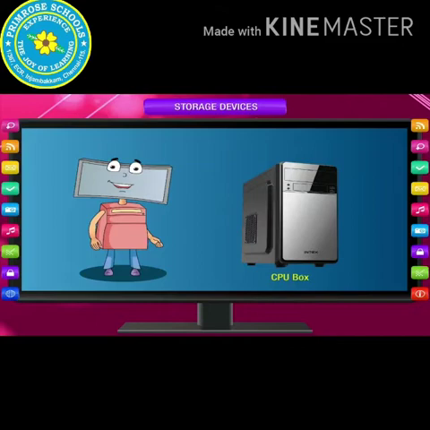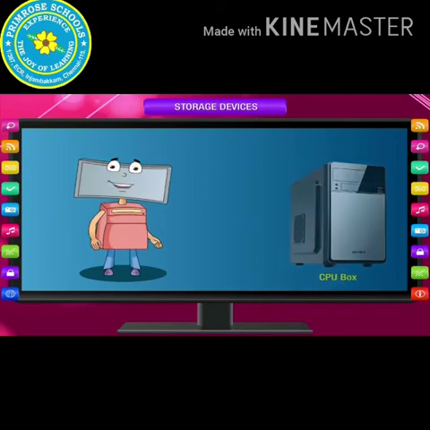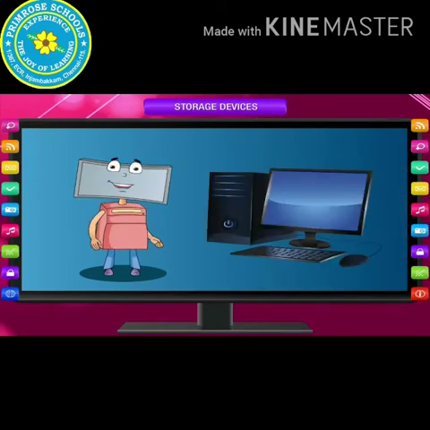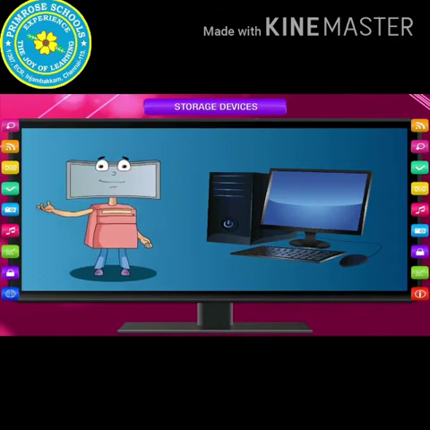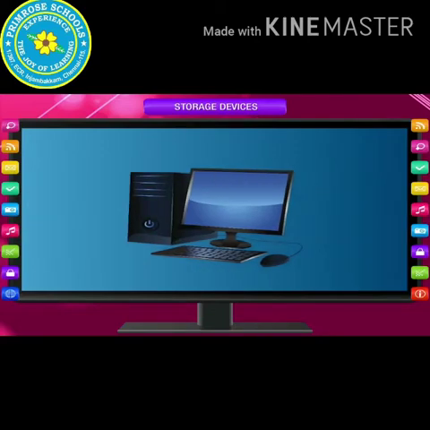CPU box is also known as system unit. Input devices and output devices are the peripherals attached to it. Computers cannot think and make decisions by their own. But computers have superseded man because of their storage capacity. We also store information in our brain, but we human beings tend to forget. Computers never forget once the information is stored.